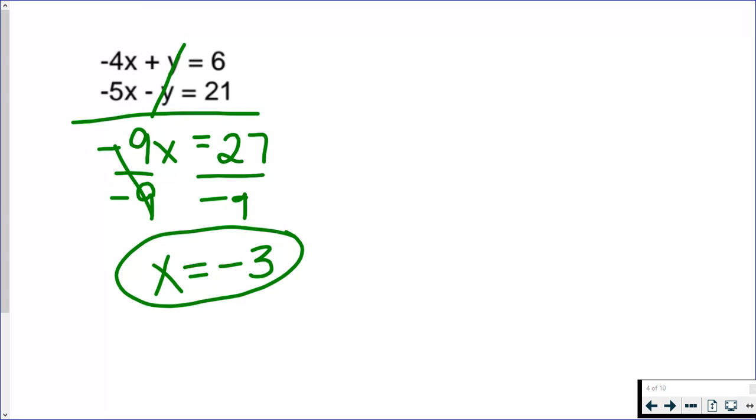And just like before, you can plug negative 3 into one of your equations and solve for y. I've already done that, so I won't waste your time doing that again.